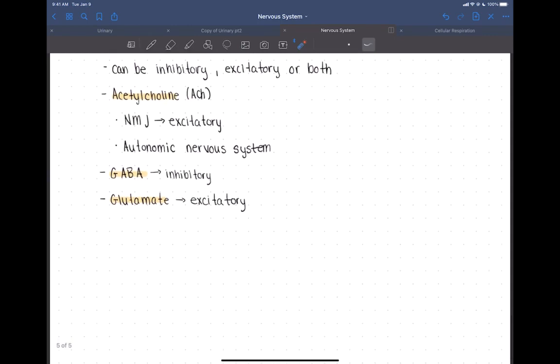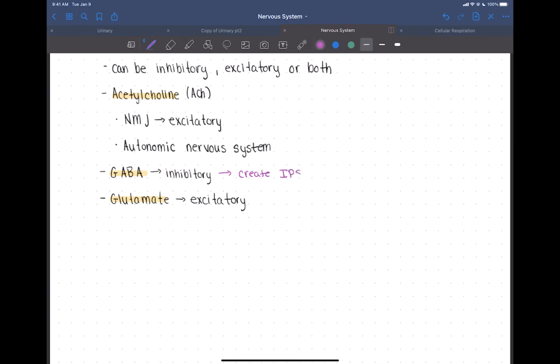Another really important neurotransmitter is GABA. GABA is the primary inhibitory neurotransmitter in the body. It's the most common. It's going to create IPSPs, so it's going to inhibit the postsynaptic neuron, taking it further away from threshold. And it's kind of the opposite: the most abundant excitatory neurotransmitter is glutamate. Glutamate is the most common excitatory neurotransmitter, and it is going to create EPSPs.